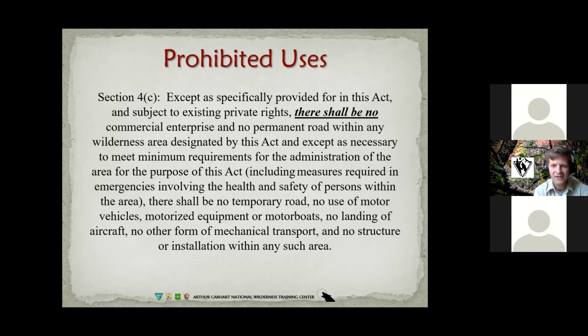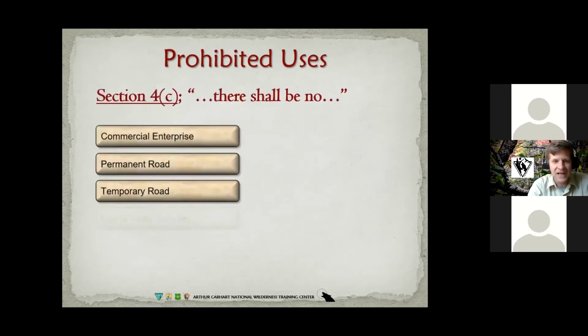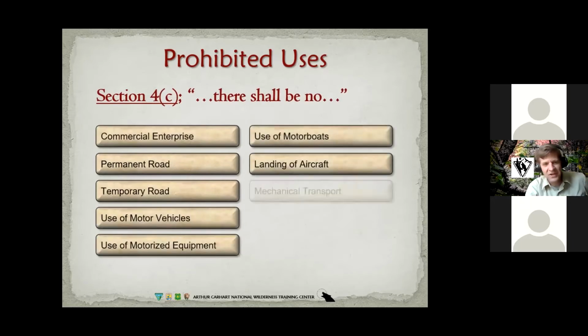This comes directly out of Section 4C of the Wilderness Act, and it's where we get the prohibited uses from. The Act actually calls them out. If you want to pick them all out of there, you could, but there's 10. Next slide. The 10 prohibited uses as outlined in 4C are right there.